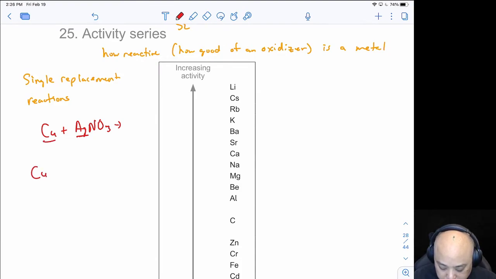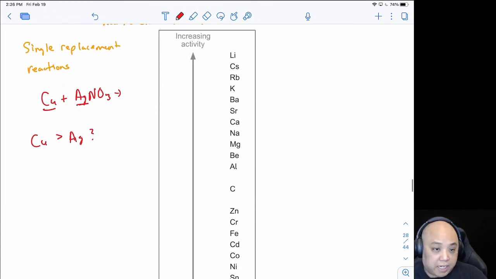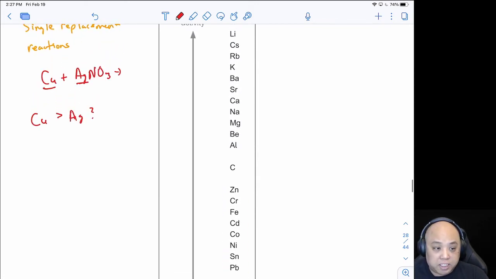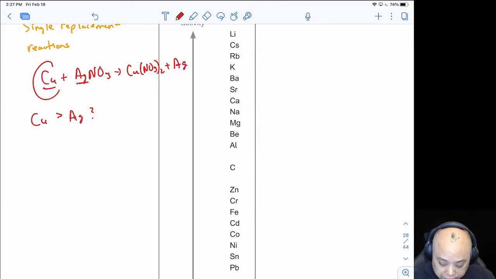is Cu more reactive than Ag? And so the way you read this is the most reactive one is at the top. So you look here, Cu is above Ag, which means Cu is a better oxidizer, which means Cu will displace silver and make silver reduce. So essentially you're asking yourself, is the metal that's by itself a better oxidizer? Can it force the metal that's in the compound to gain its electrons that it's losing?